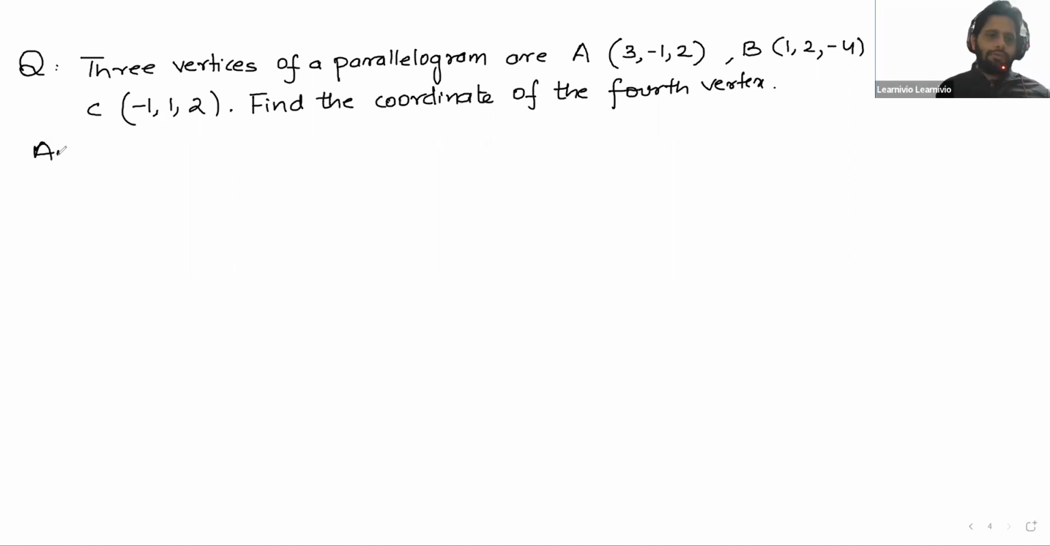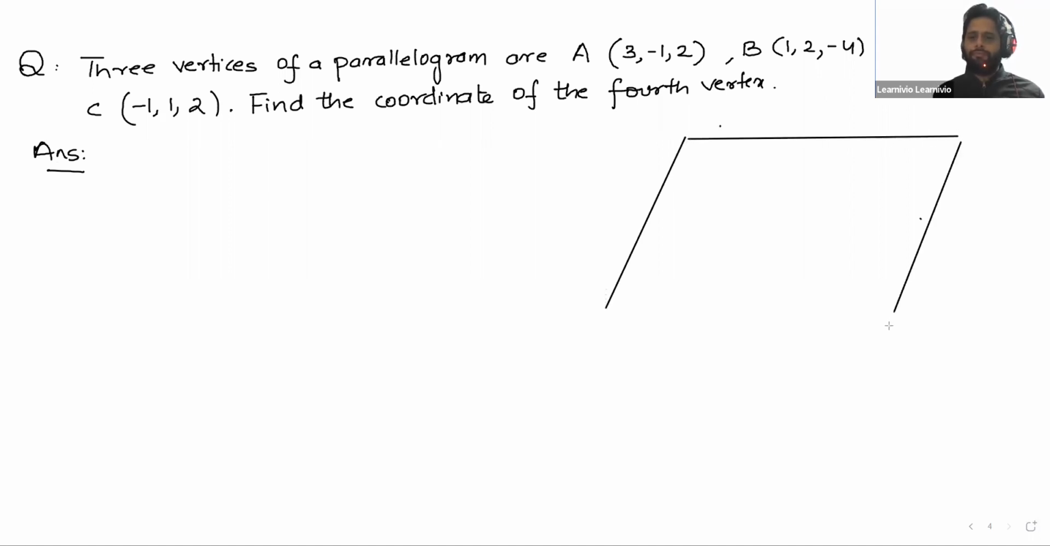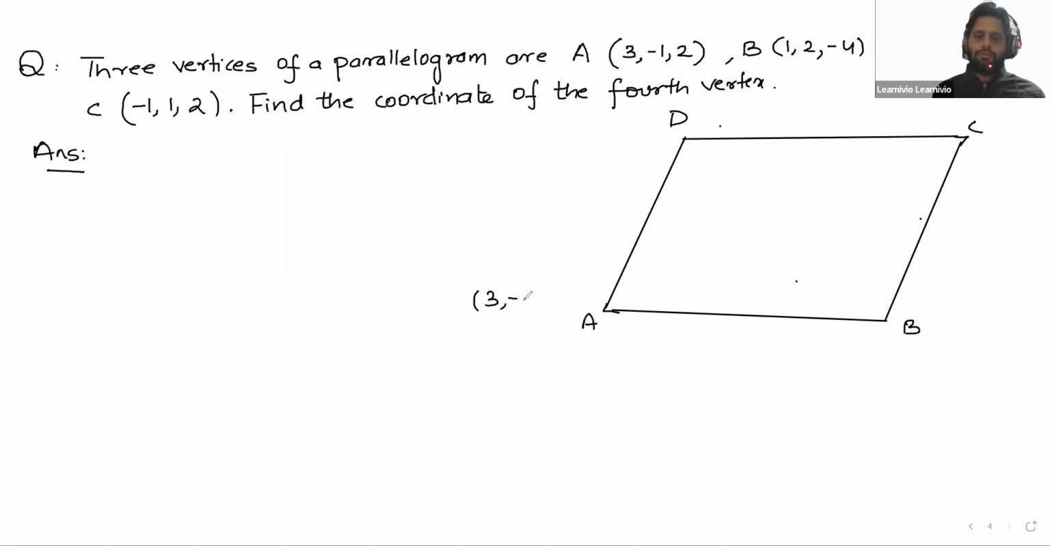For these types of questions, we will use the property of parallelogram. Suppose this is a parallelogram. This point is A, this is B, this is C, this is D. Point A is 3, comma, minus 1, comma 2. Next, B is 1, comma 2, comma, minus 4. And C is minus 1, comma 1, comma 2. Let this point D be X4, Y4, and Z4. We have joined these vertices.